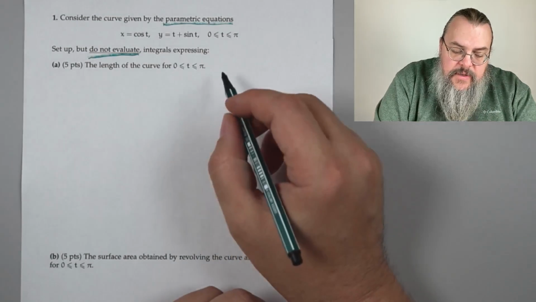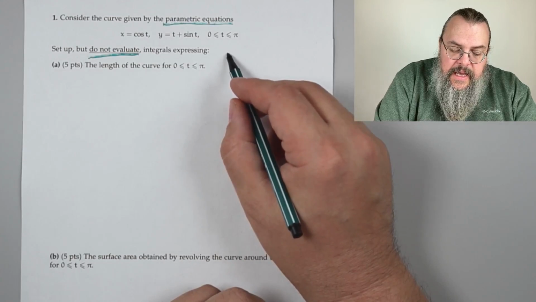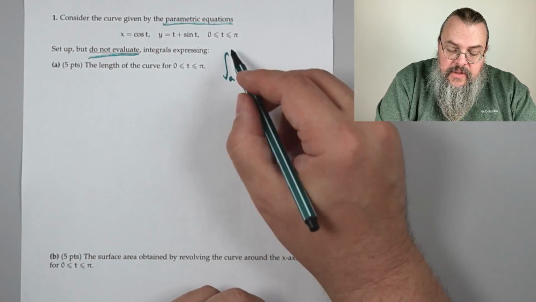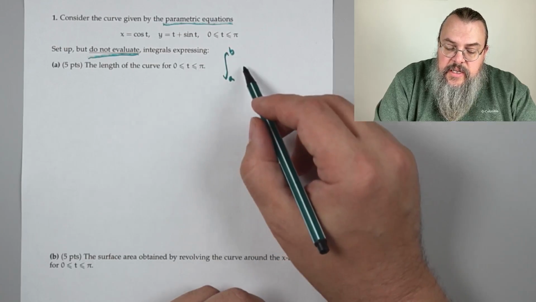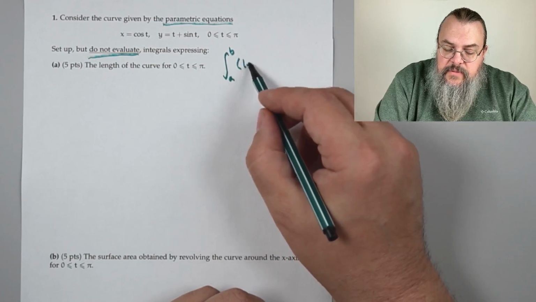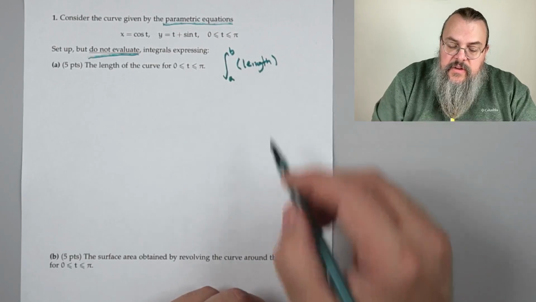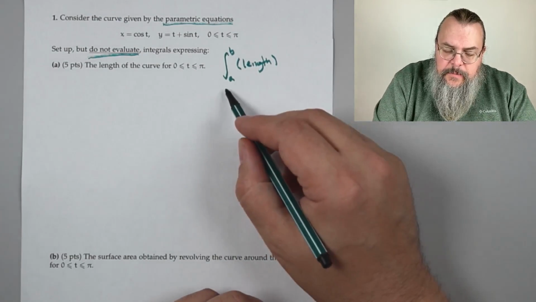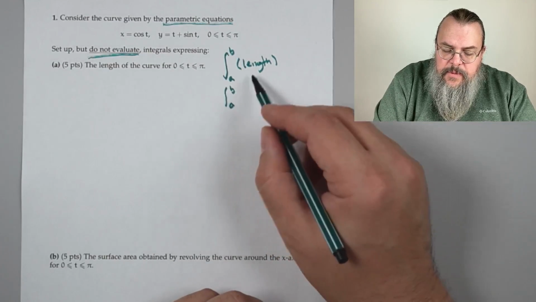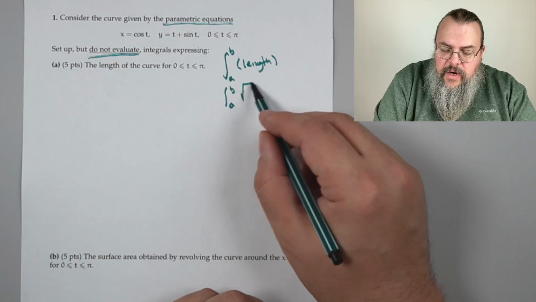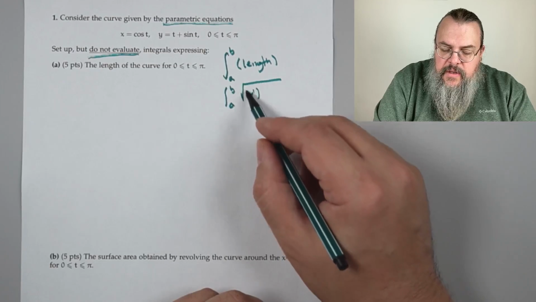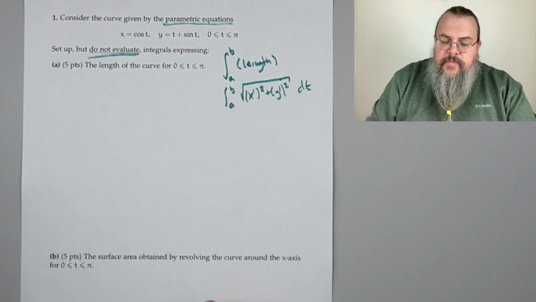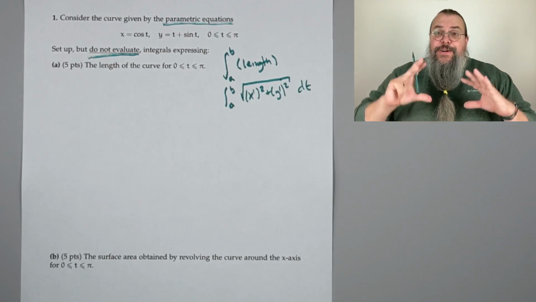Now for parametric, what do we do? Well, you're going to add up, and that's what an integral is. It's adding things up, start to finish, and then you're going to have your little bits of length. That's very, very simplistic. So small pieces of length. Now for parametric, that formula for length becomes the square root of x prime squared plus y prime squared dt. All right, so that's our formula.